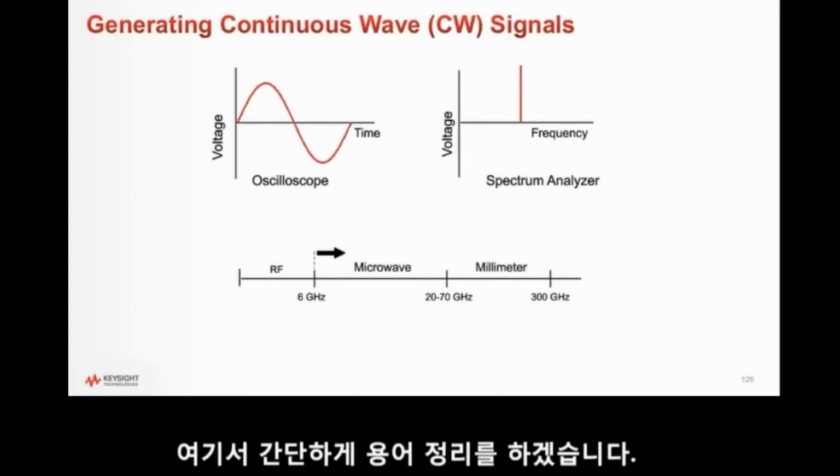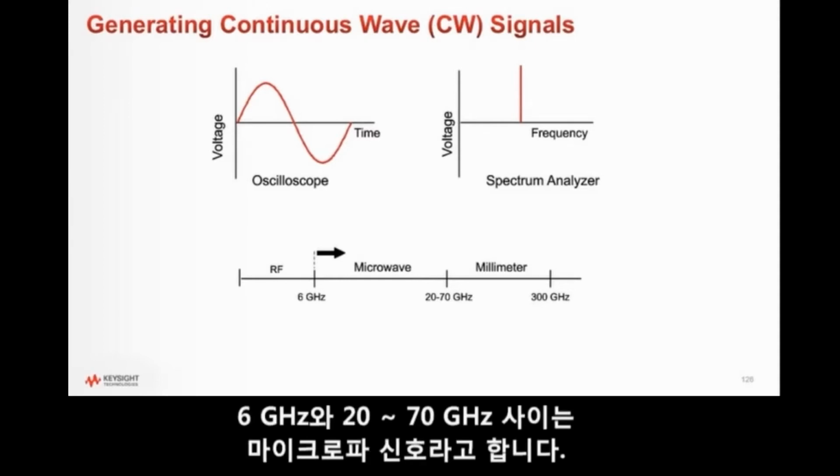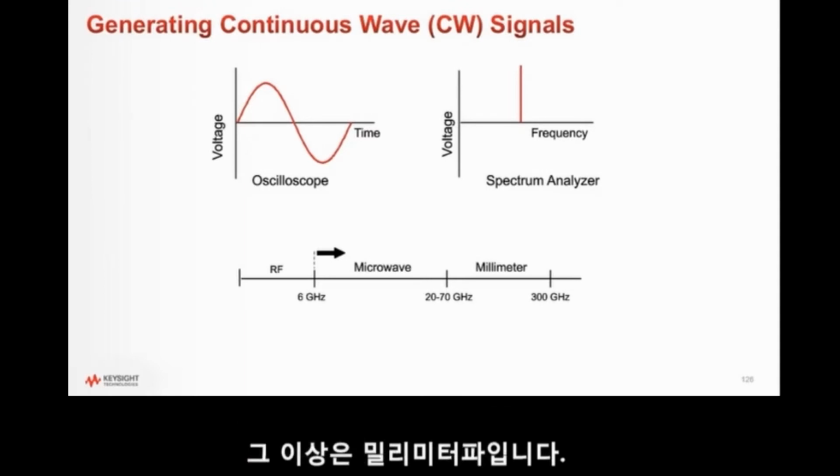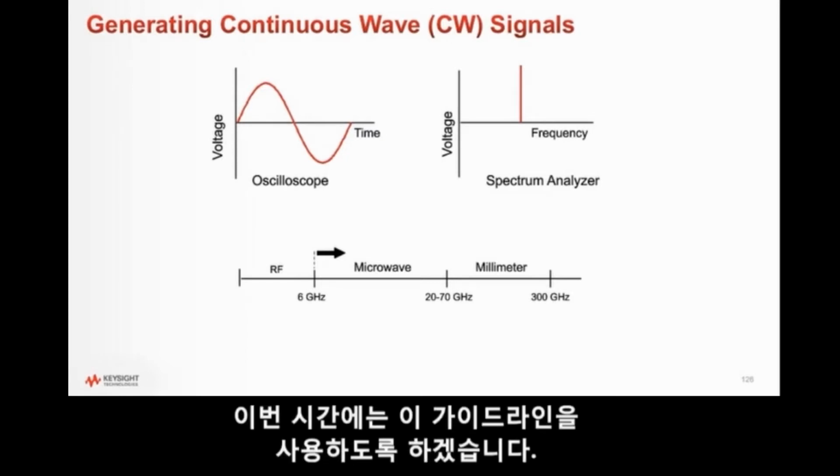We're also going to establish a little bit of vocabulary here. RF signals generally talk about less than 6 gigahertz. Between RF at 6 and 20 to 70, we usually call those microwave signals. Above that, we've got millimeter wave. These definitions aren't exactly solid, but those are kind of the guidelines we're going to use today.